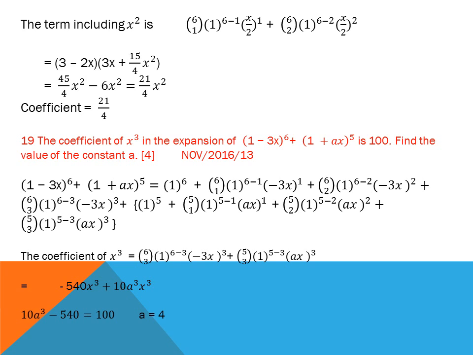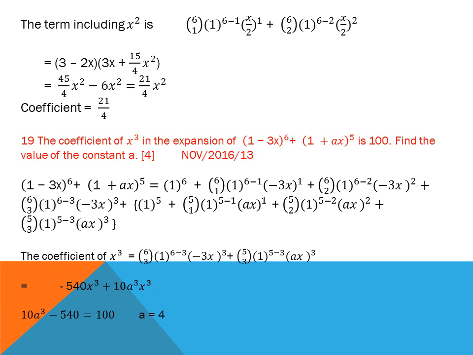When I expand 6C2, 1 power 6 minus 2x over 2, I put the value of n here. I find that it will become 15 over 4x square, 45 over 4x square when 3 is multiplied by 15 over 4. Then minus 2x multiplied by 3, it will become minus 6x square. When I simplify this, I will find that 21 over 4x square. So coefficient of x square is 21 over 4.